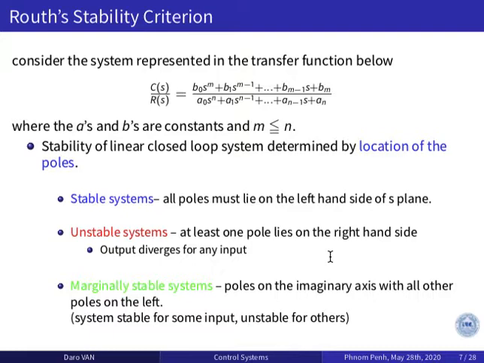The system is marginally stable if there is a pole on the imaginary axis with all other poles on the left. It just lies on the imaginary axis, the vertical axis, and the system is stable for some inputs and unstable for others. We don't know, or maybe we know.